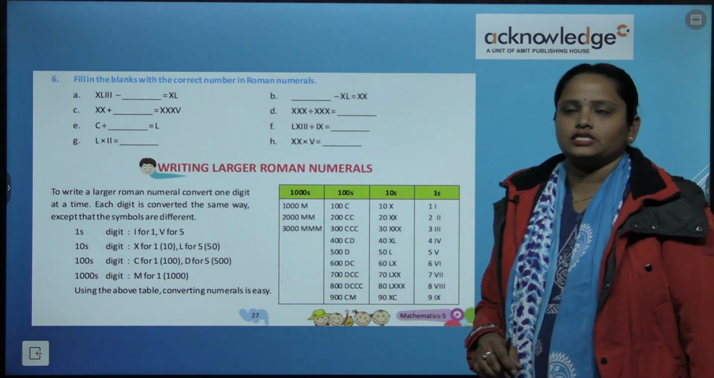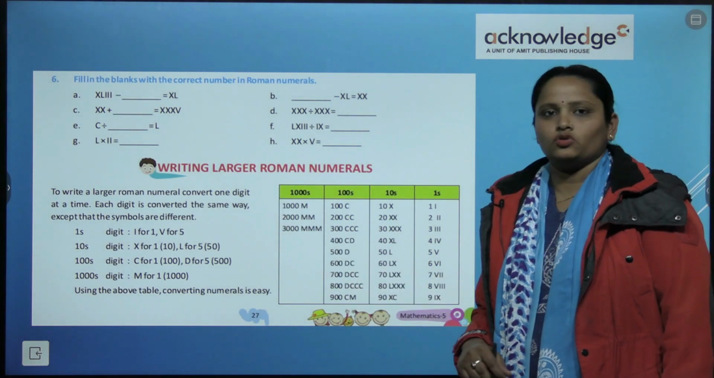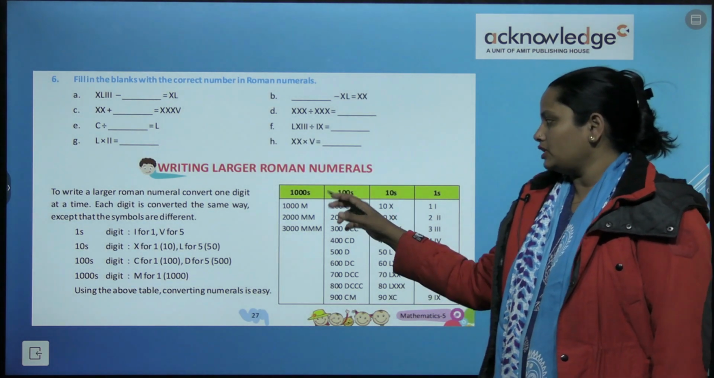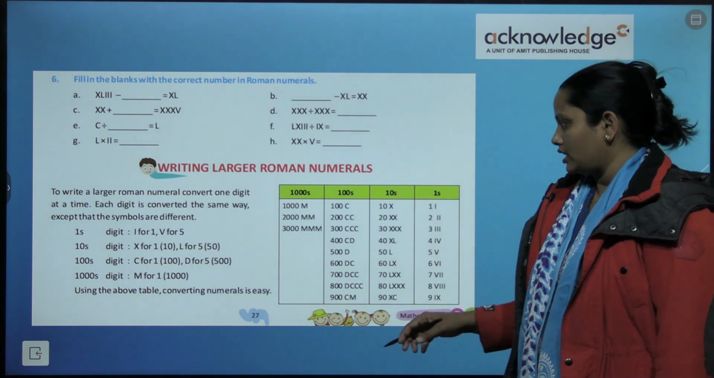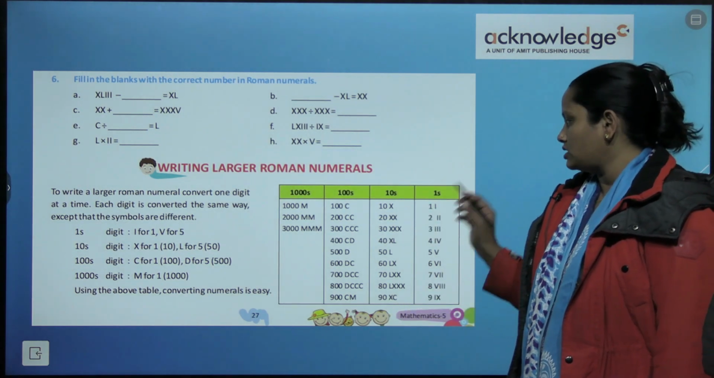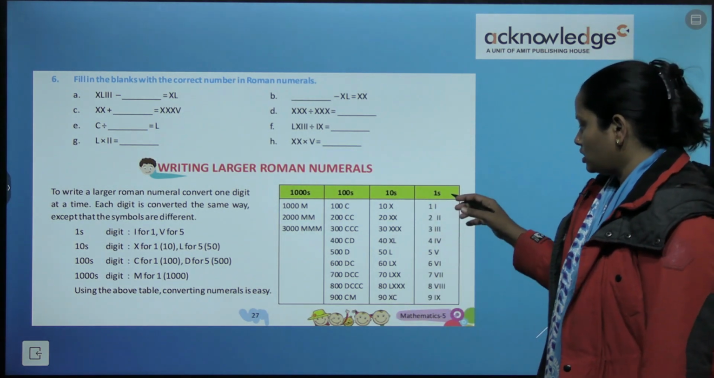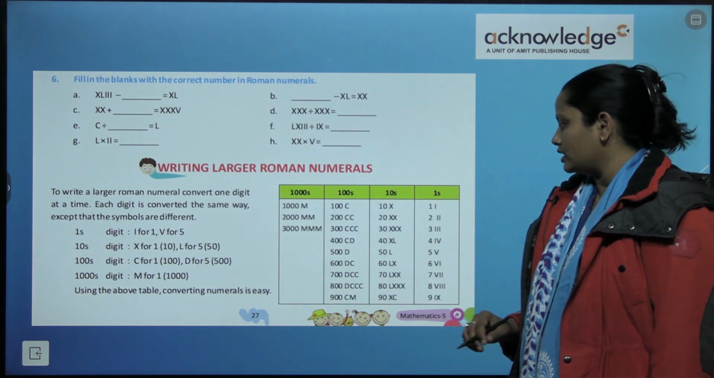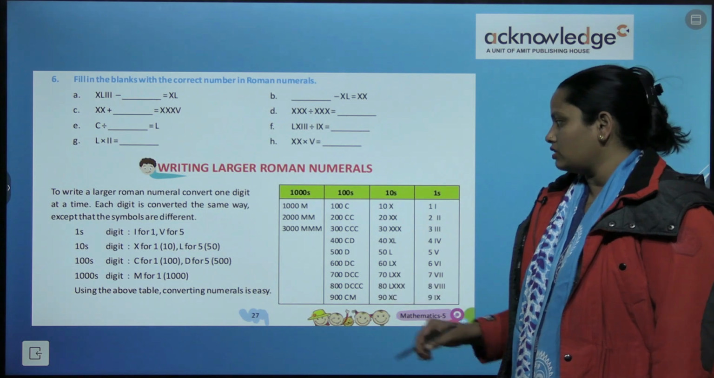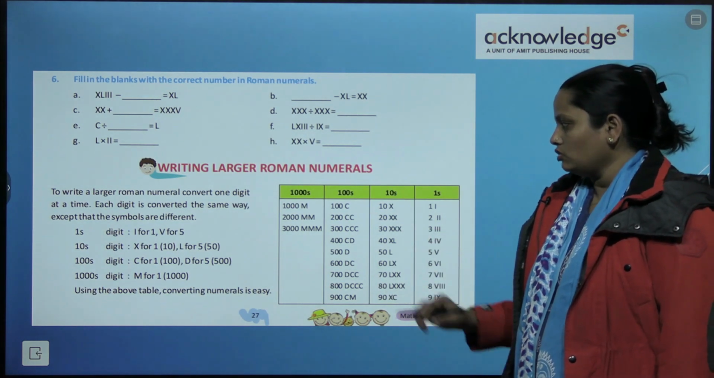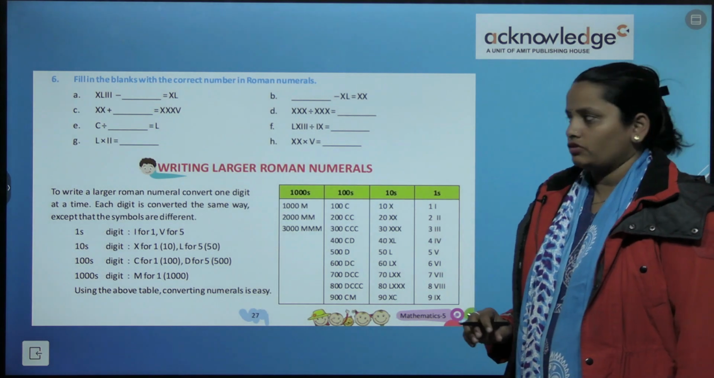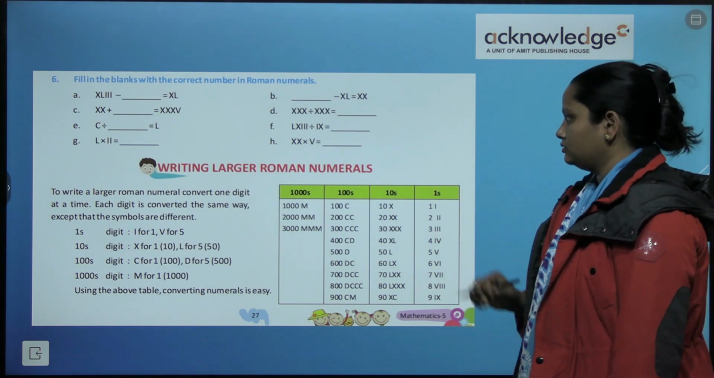Converting the numerals is easy. If we use this table, then we can easily convert the numerals. For example, here hundreds, tens, thousands and ones are given. So here 1 to 9 counting is given. Similarly, 10 to 90, 100 to 900, and 1000 to 3000. So these are a few of the countings that we should learn.